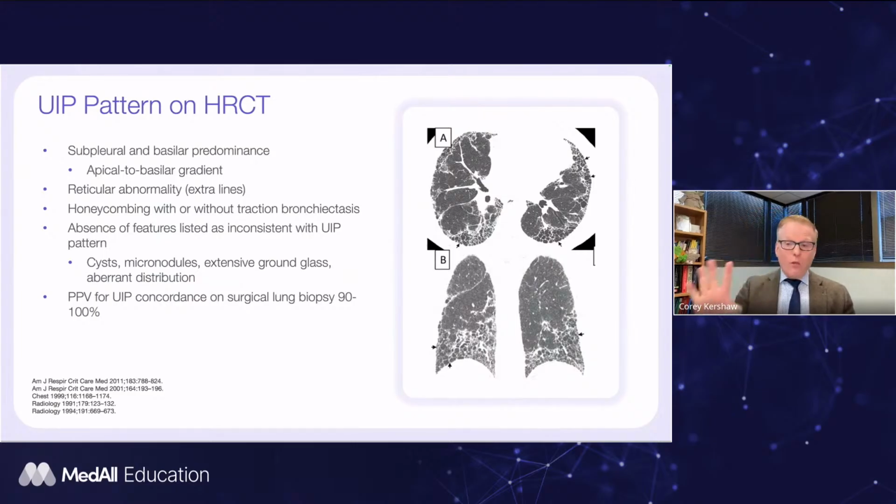If you have all four of these things, subpleural and basilar distribution, reticulations, honeycombing, and absence of inconsistent features, there is almost 100% concordance with UIP on surgical lung biopsy. So what does that mean?